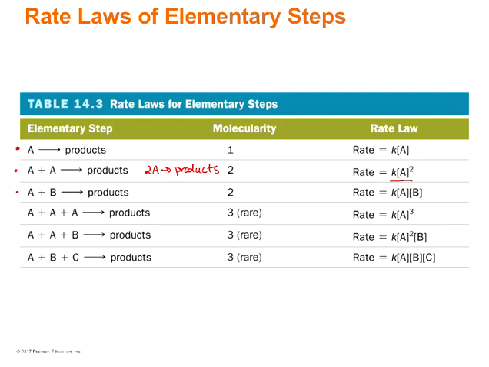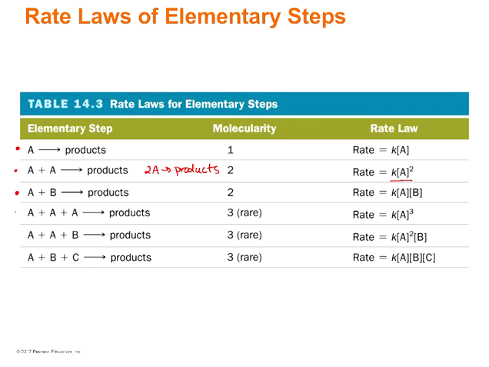Now in our third example, we again have two reactants. So this is bimolecular, but the reactants are different. So the rate law would equal k times the concentration of A times the concentration of B. Here we're assuming that both are first order.